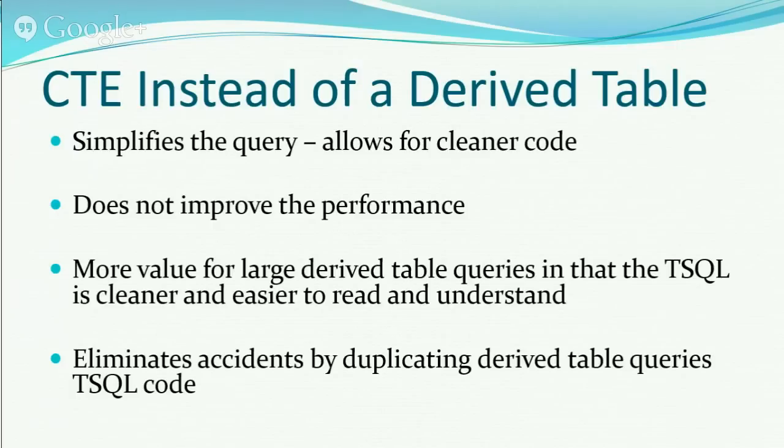And you get more value out of it the bigger the query is that you're breaking up. And you eliminate accidents that are caused by duplicate code in your derived table queries. I don't know how many times I've looked at a derived table query that was really nested deep, and I realized there's a chunk of code up at the top that needs to be changed. But then you realize it's got to be changed 6 more times all the way through. You run the query and it doesn't work. You look back and you realize, oh, it was supposed to be fixed 7 times, not 6 times. And those are just a pain to maintain.